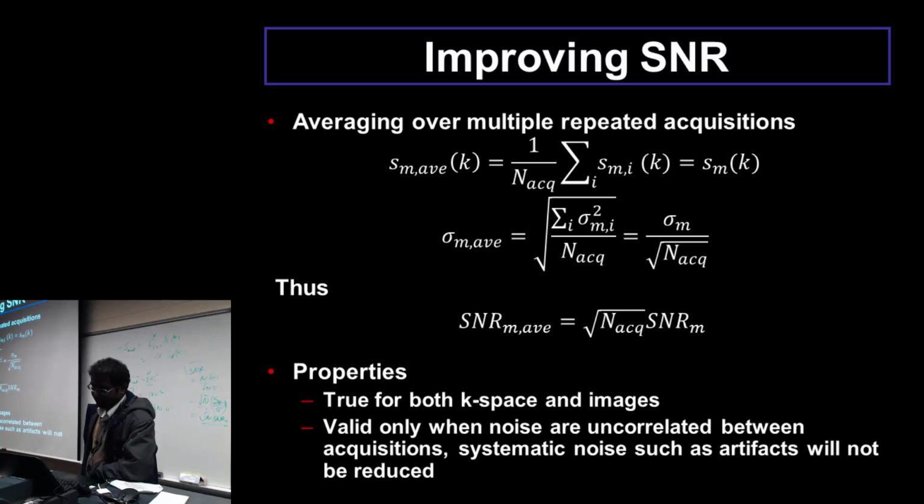So this is true for any image domain or k-space. Doesn't matter. We just wrote the signal as S of k, but it can be S of x as well, or rho of x. Okay, was that clear?